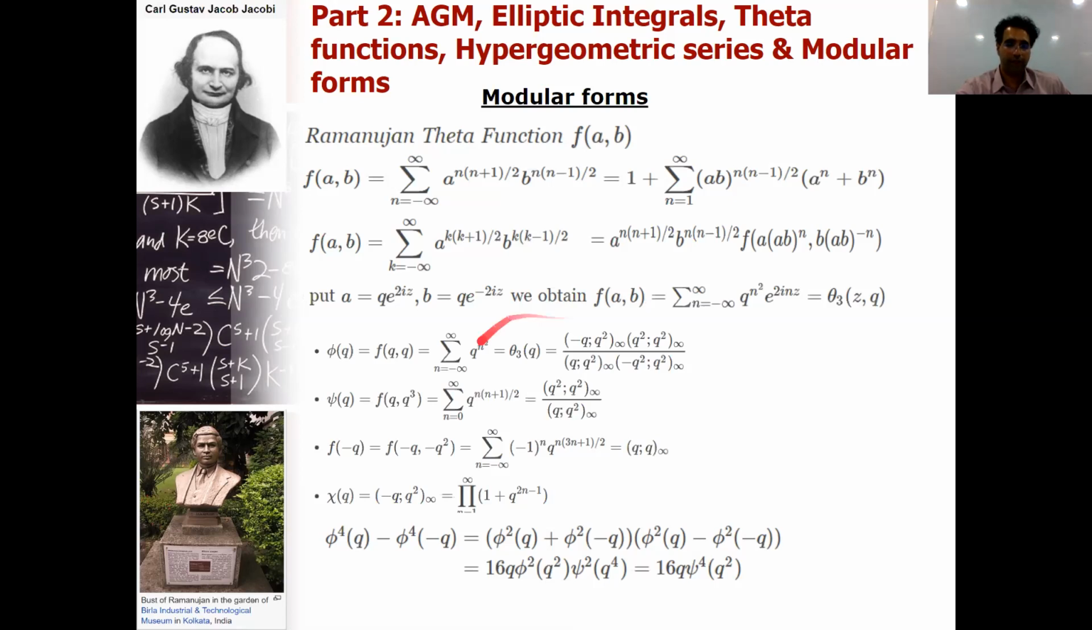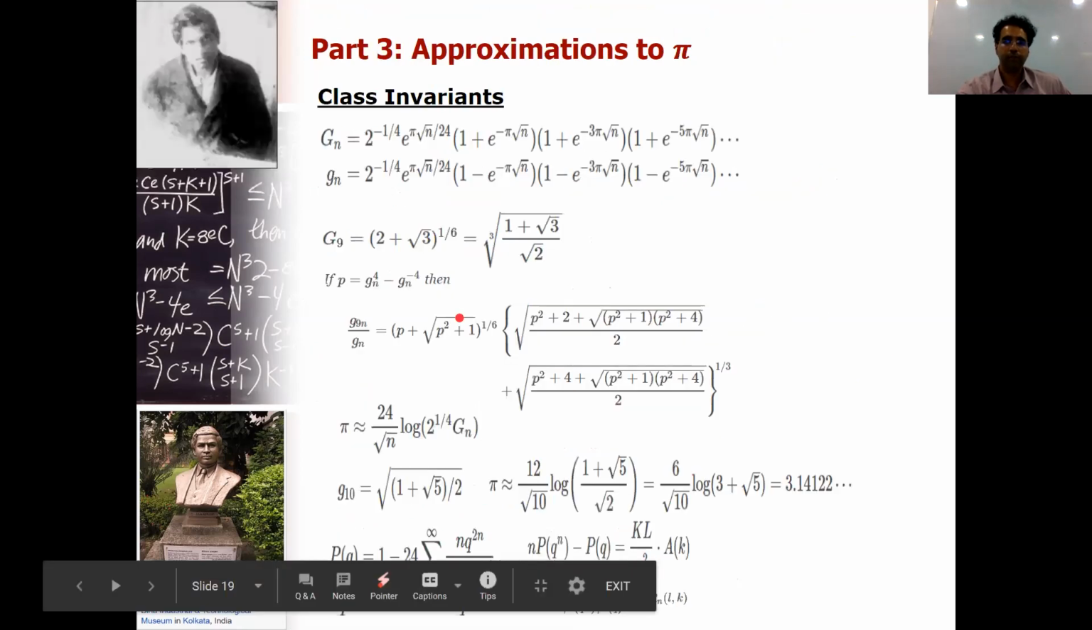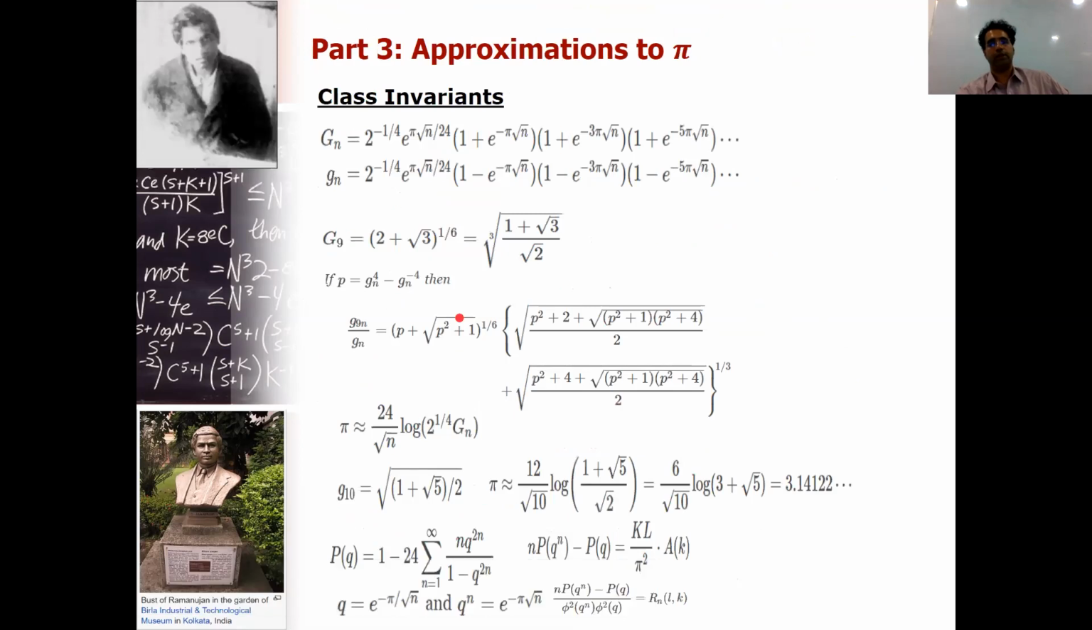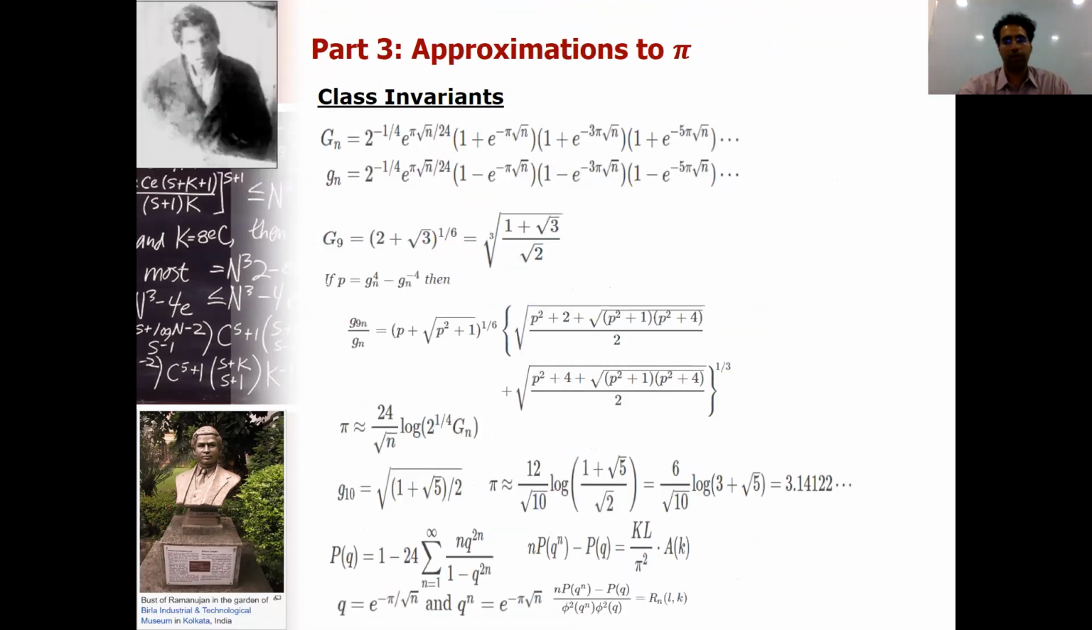And then he went on to define further functions, phi of q and psi of q, for q series and theta functions. And then he was able to form a relation between powers of the phi function itself. Now he uses this further, we'll see that. And then once he had these specific forms of phi, psi, and so on, he defined something called class invariant.